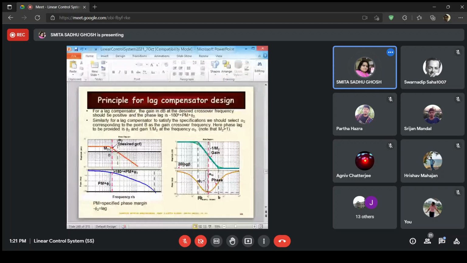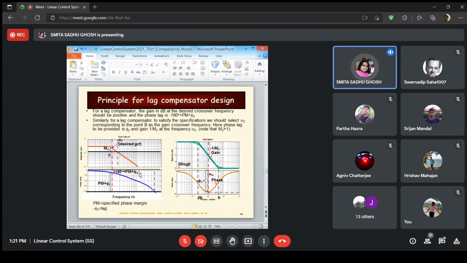So if there is a desired phase margin that I have in mind, which is denoted as PM, say, then I would have to scan the phase where the difference with the minus 180 degree is equal to PM plus phi 2. In other words, the phase value at the desired gain crossover frequency should be equal to minus 180 degree plus PM plus phi 2.